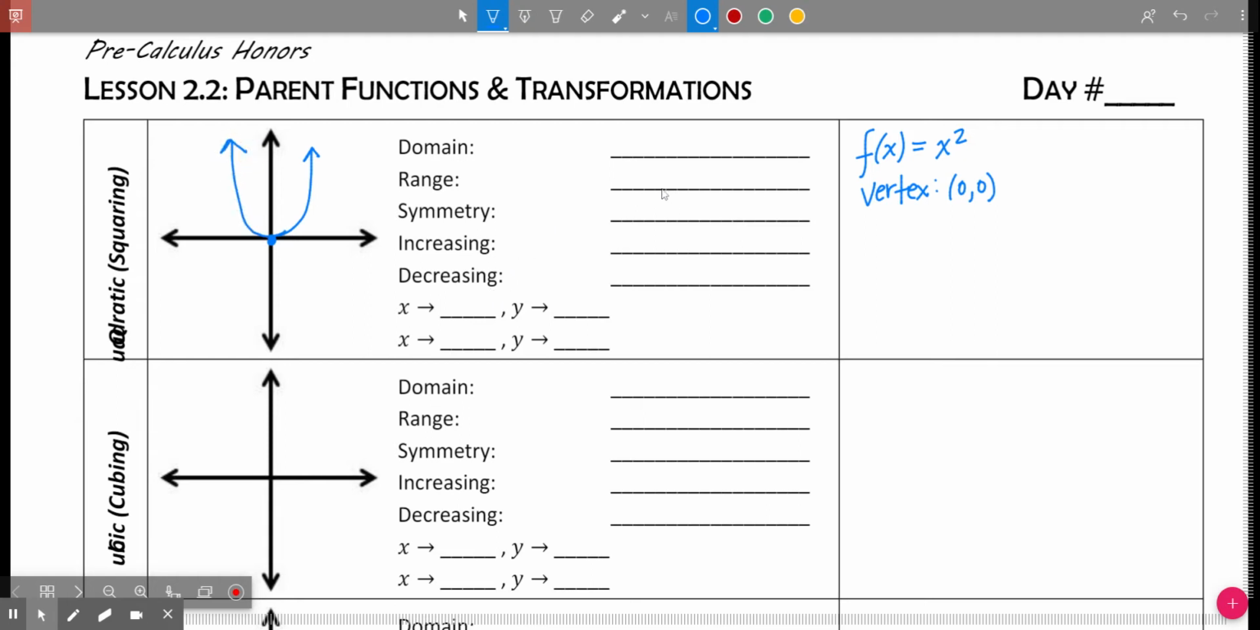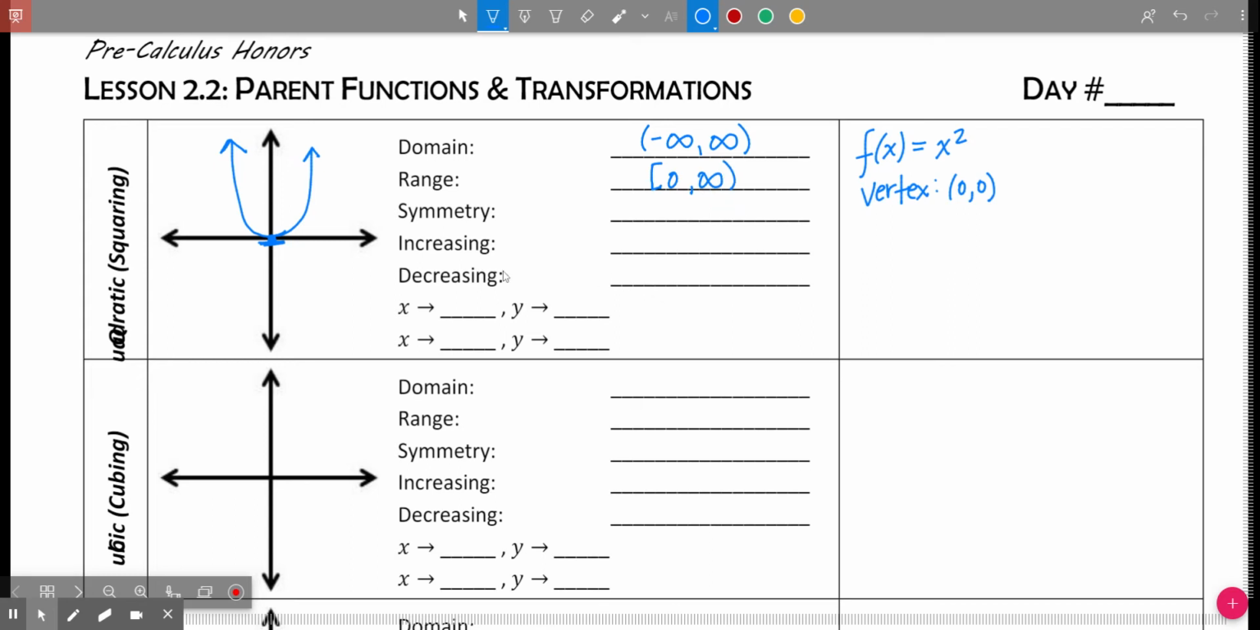The domain of a parent function is infinite. It spans from negative infinity to positive infinity. The range, however, is bounded because the vertex serves as the point at which the graph changes direction. So there won't be any part of the graph that is below the x-axis. Therefore, the range spans from 0 to positive infinity.